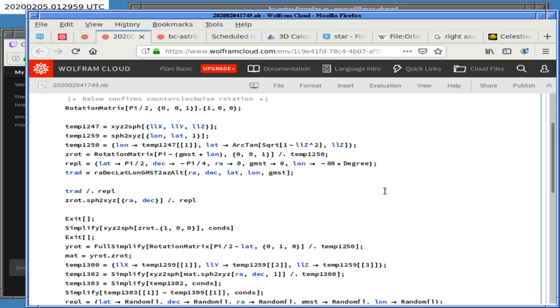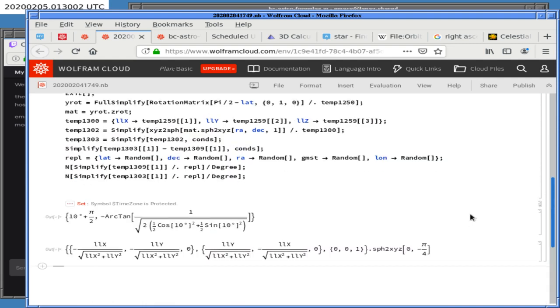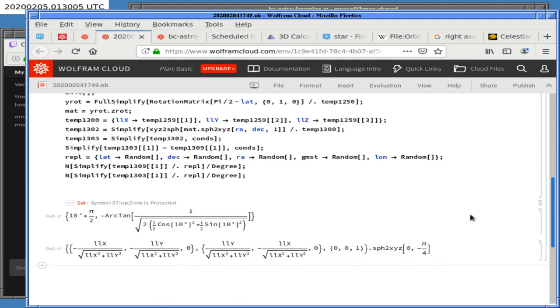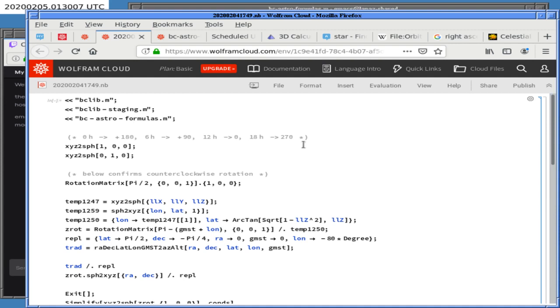Something tells me this is not going to work. Yeah, because I need to assign LL, because my Z rotation matrix is given 1250, which converts the longitude and latitude into these funny things. Let's not do that for right now. Let's leave those off for right now. Okay, and see if we get similar or the same answers.